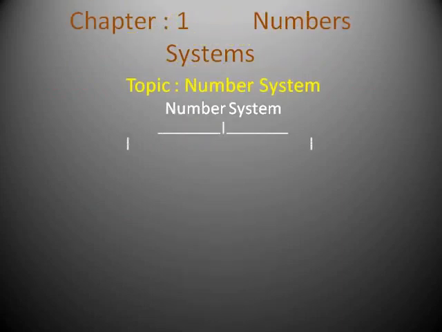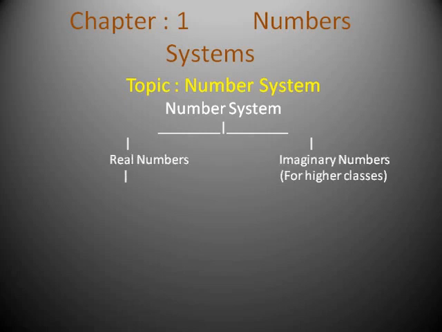And our first topic is number system itself. We know that need for counting laid down the path for the development of number system. Every research directly or indirectly depends on the numbers. Further, number system is classified into two categories, that is real numbers and imaginary numbers. Imaginary numbers will be discussed in higher classes. Here we will see real number.